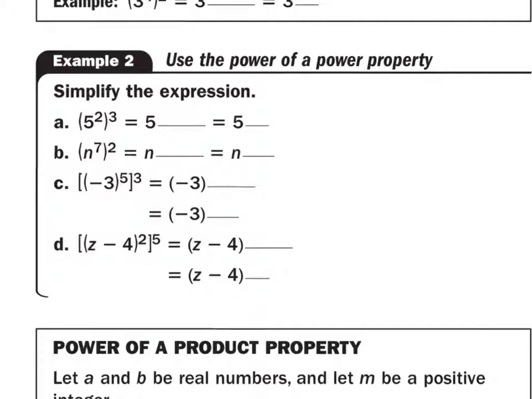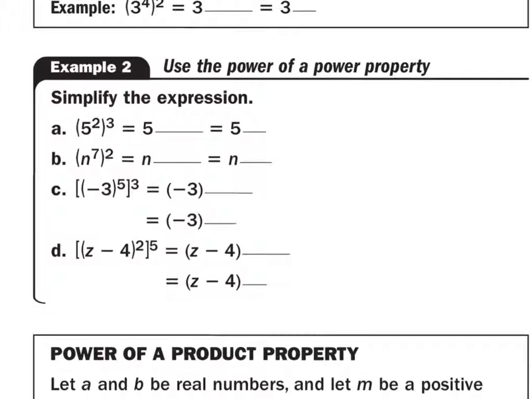In example 2, we're going to use that property. So 5 squared to the 3rd is 5 to the 2 times 3 power, which is 5 to the 6th power. N to the 7th squared is n to the 7 times 2 power, which is n to the 9th, or excuse me, n to the 14th.